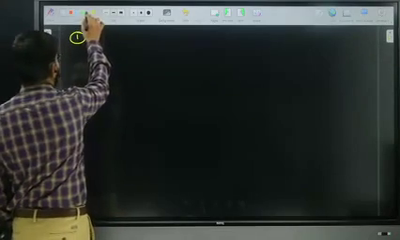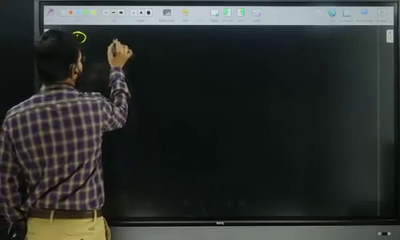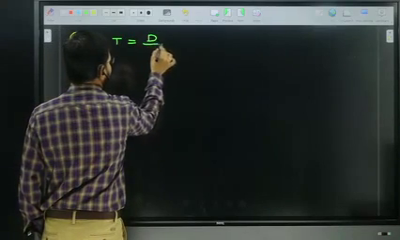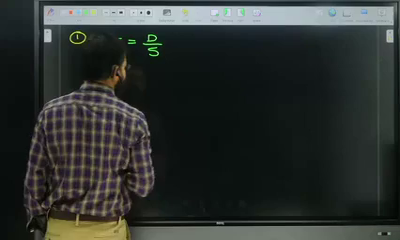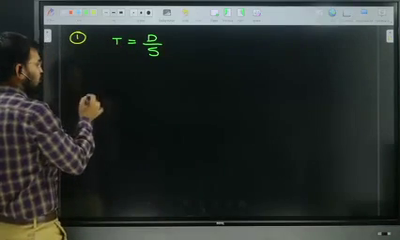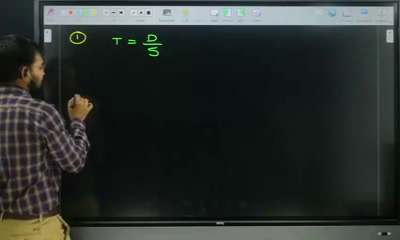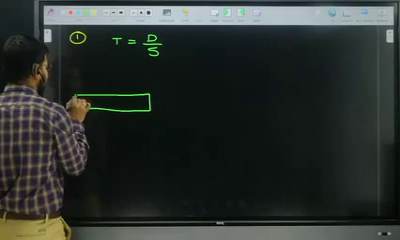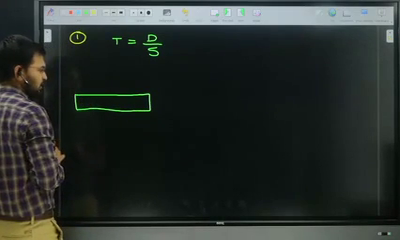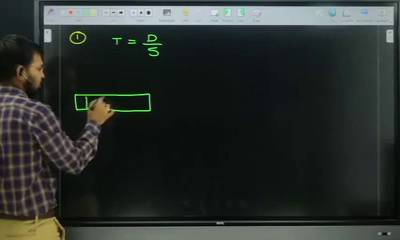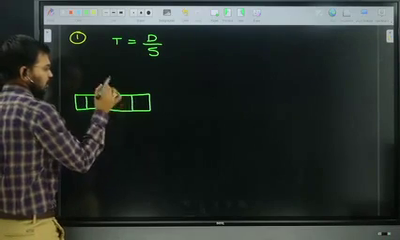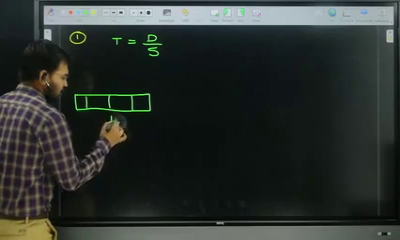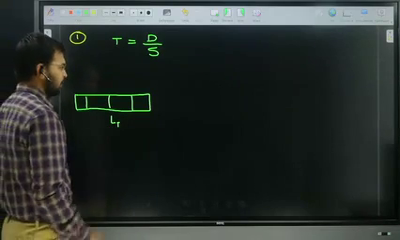So they're asking time. Time is equal to, as I generally told, distance by speed. Time is equal to what? Distance by speed. Here, whenever a train is crossing, for example, this is a train. Just assume this is a train. This is the length of the train.